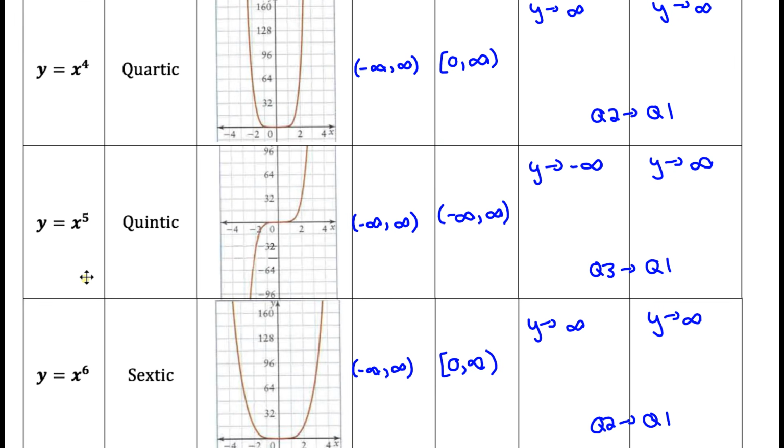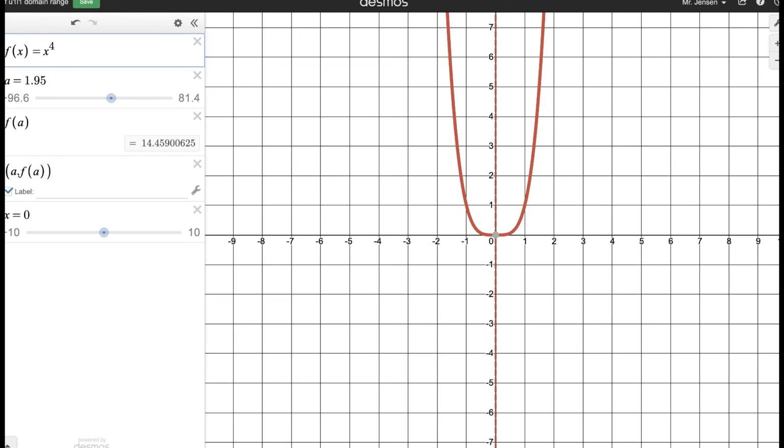They all had the exact same properties as well. Let's look at if we have an odd degree one, like 1 or 3 or 5 or 7 or 9 or so on. They all have the exact same end behavior, and they all have the exact same domains and ranges. They all start down in quadrant 3 and finish up in quadrant 1. Unless I flip it upside down, of course, then we have the opposite. Starts in quadrant 2 and finishes in quadrant 4.